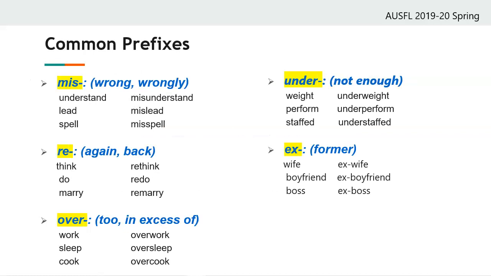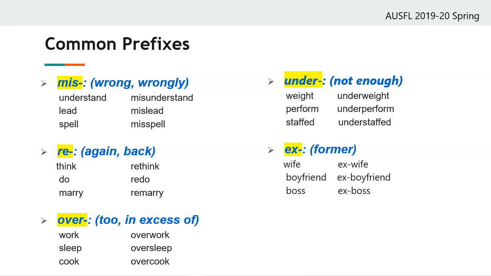The next prefix that we will learn is mis, and it means wrong, wrongly. Here are the examples: understand, misunderstand, lead, mislead, spell, misspell. The third one is re, which means again or back. Examples: think, rethink, do, redo, marry, remarry.